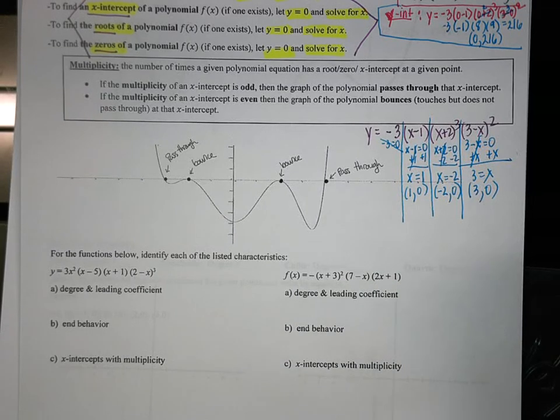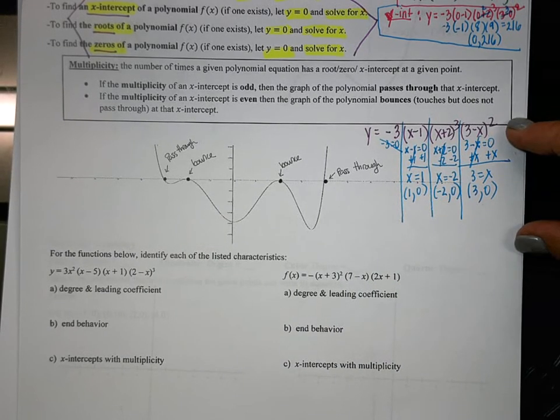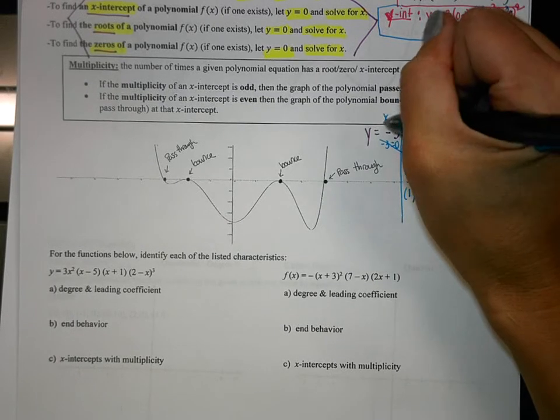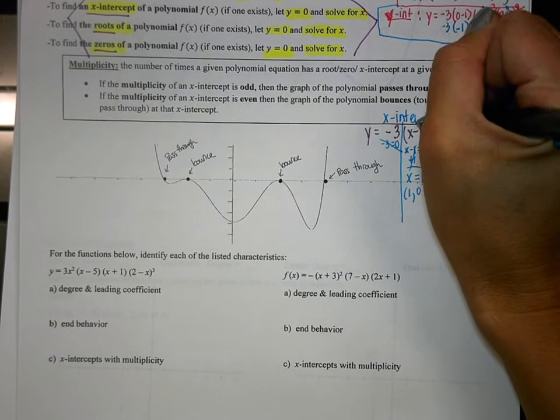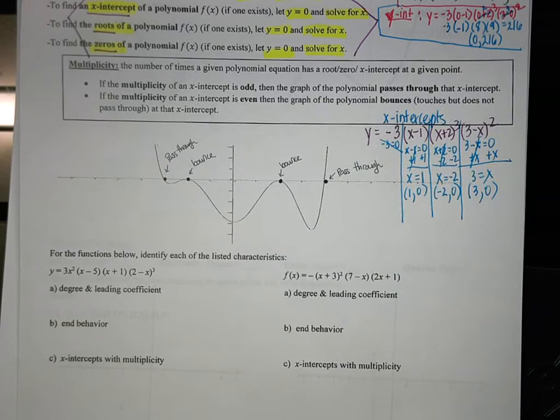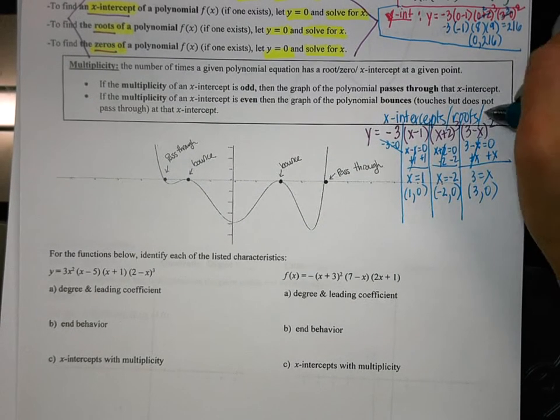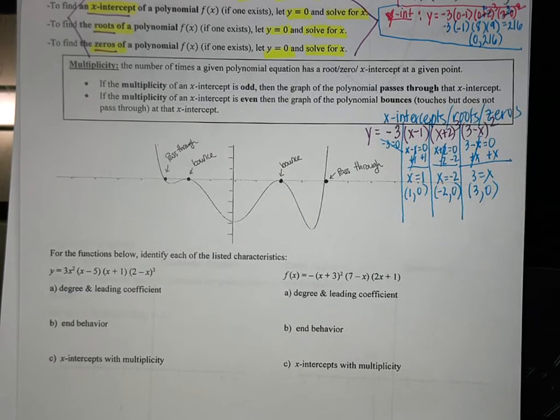Is anybody confused by any of this right here? So these are all my x-intercepts, or my roots, or my zeros. I'm going to put right here, x-intercepts, slash roots, slash zeros. That's what all of those are.